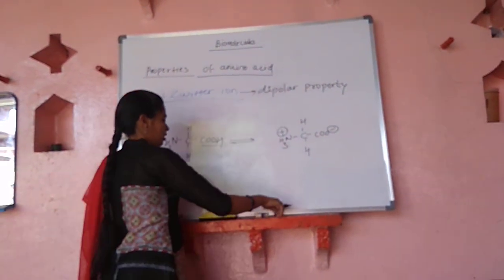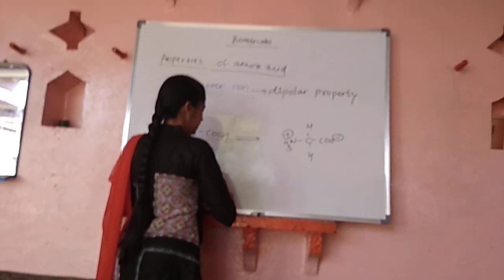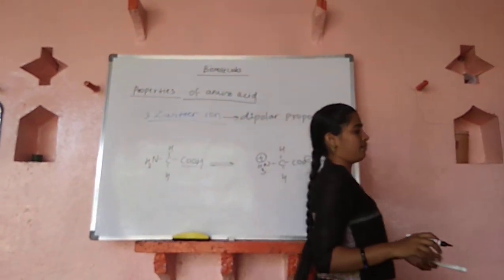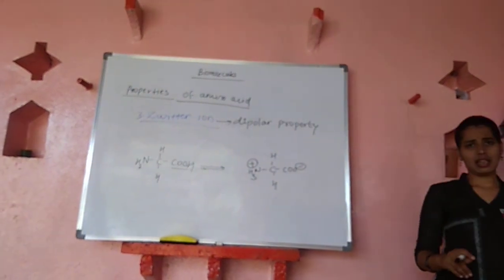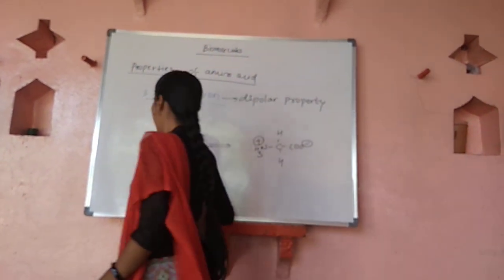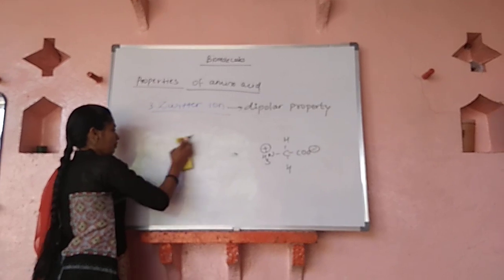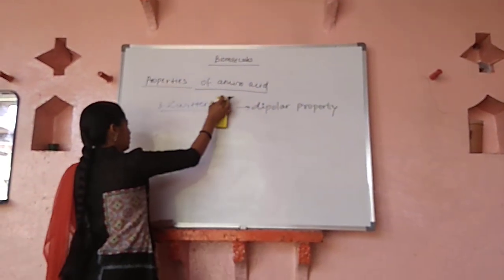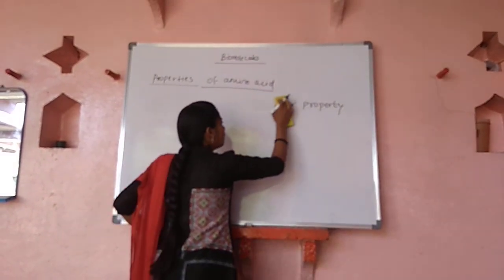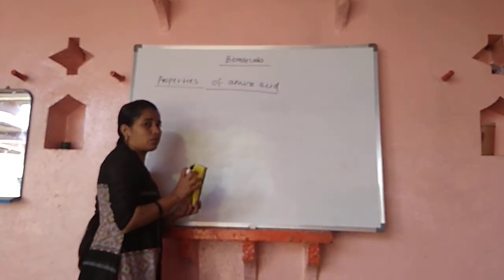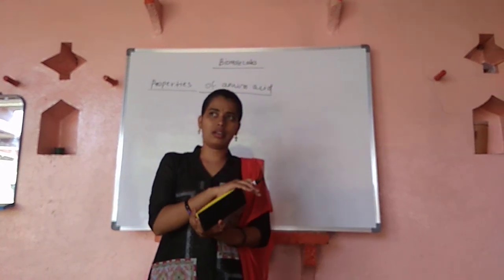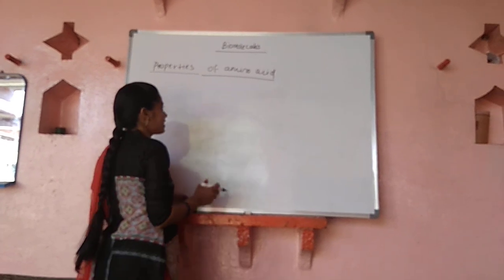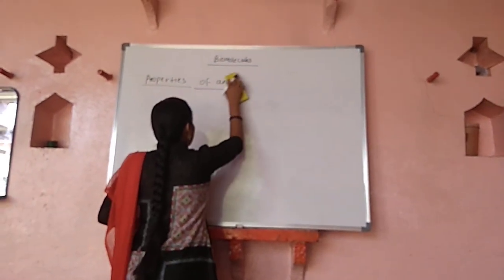Come to the next one, that is optical activity of amino acid. I told you in the first year what optical activity is. When you pass light through a compound, it shows a particular rotation, either right side or left side, that is clockwise or anti-clockwise, and that is optical activity.